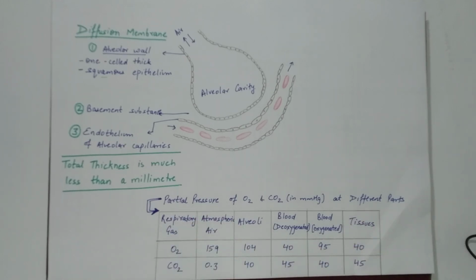In this last table we have summarized all the pressure gradients. This table is given in the NCERT book. It shows at what partial pressure oxygen and carbon dioxide exist at different levels, like the partial pressure in atmospheric air, alveolus, blood, oxygenated and deoxygenated blood, and tissues. This table is a must to do, and you have to mug up these values.